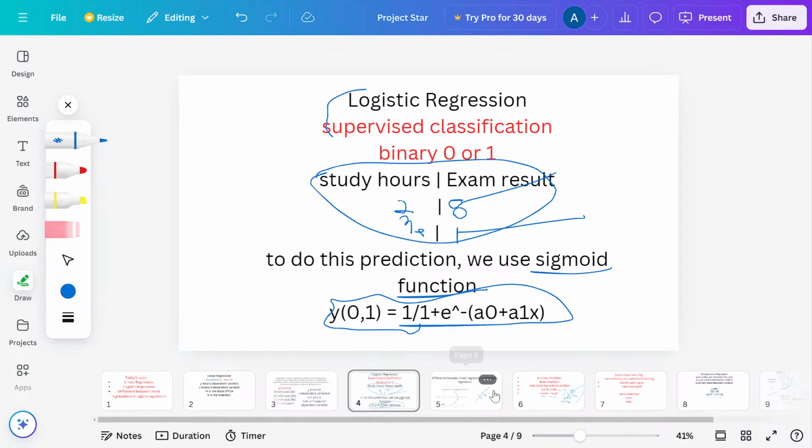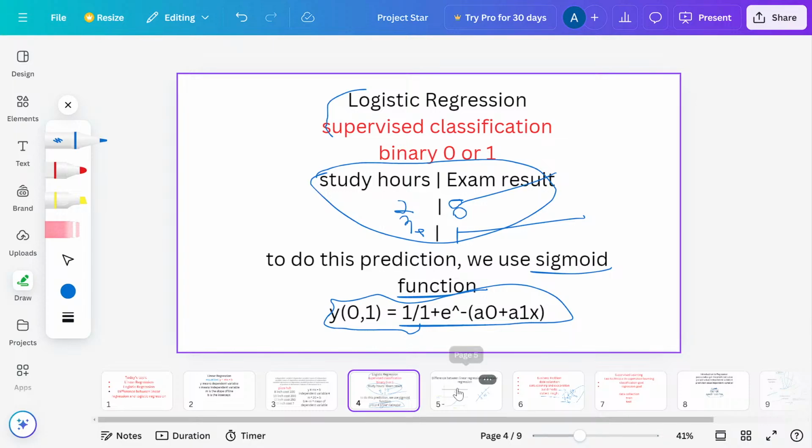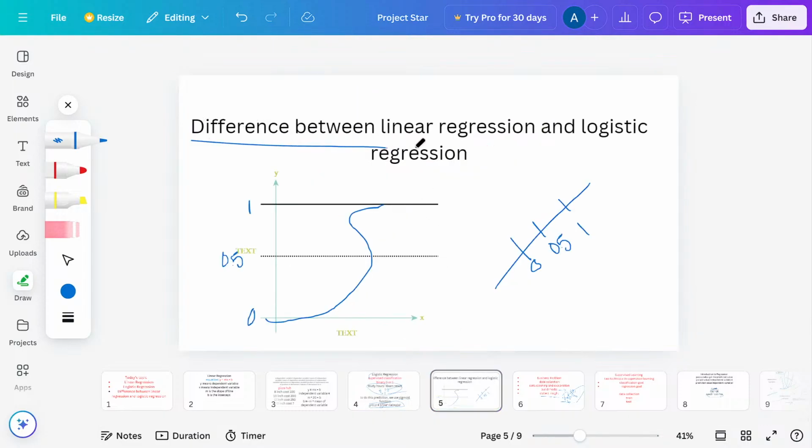The value of the sigmoid function comes between 1 and 0. If it's 0.5 or above, it belongs to 1. If it's less than 0.5, it belongs to 0. That's what it is. Now let me tell you about the difference between linear regression and logistic regression. First, linear regression.